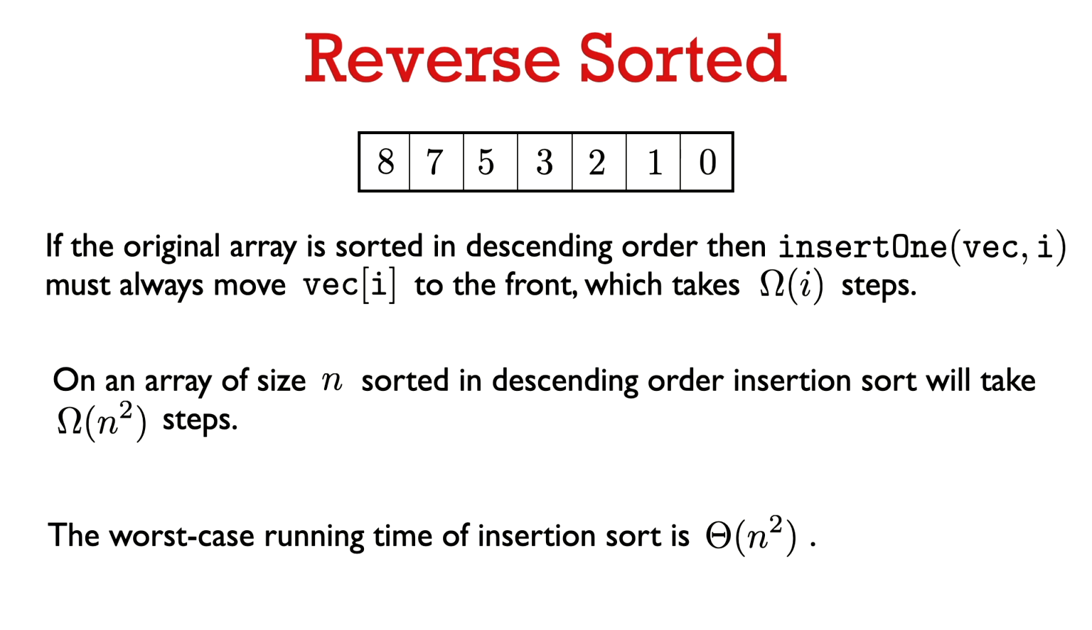Thus we can say that the worst case running time of insertion sort is theta of n squared. Again, what that means is that for every input, it will always run at most a constant times n squared steps. And there also exists an input which makes the algorithm take a constant times n squared steps.